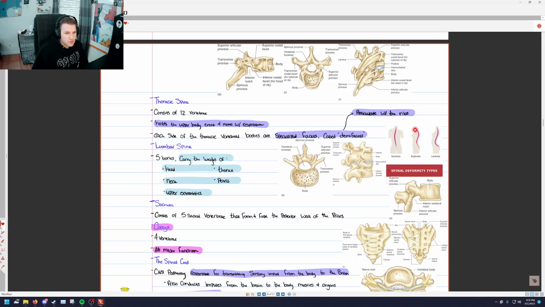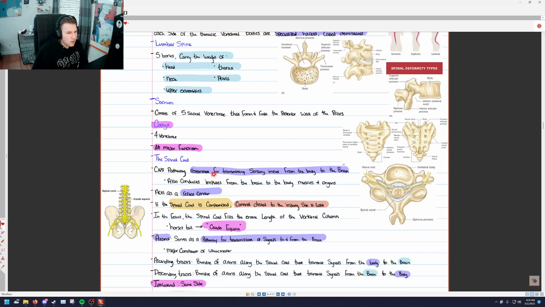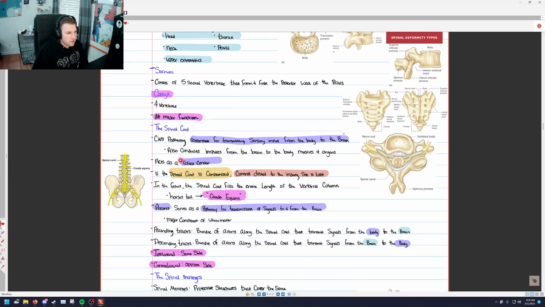So you can see kyphosis is going to be this upper high arch right here, and then our lordosis is going to be on our lumbar, that C shape, and then scoliosis is just going to be an abnormal curvature. Spinal cord is really important, so it's going to be a portion of our central nervous system.